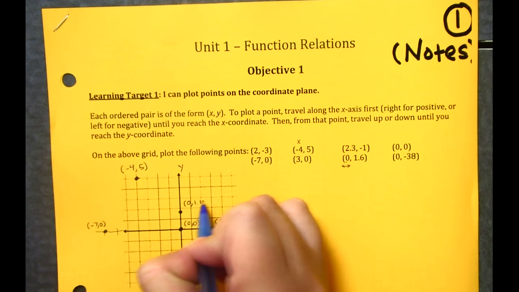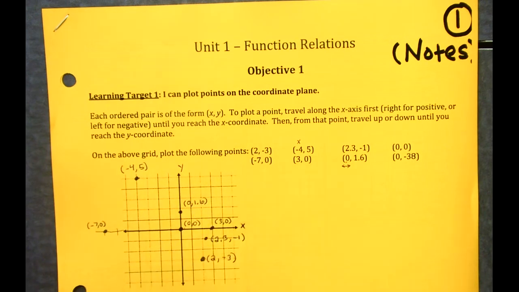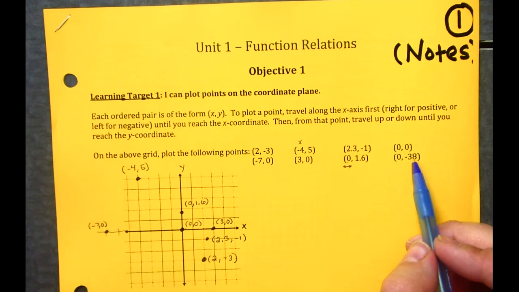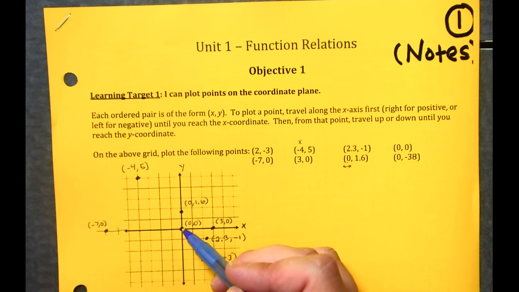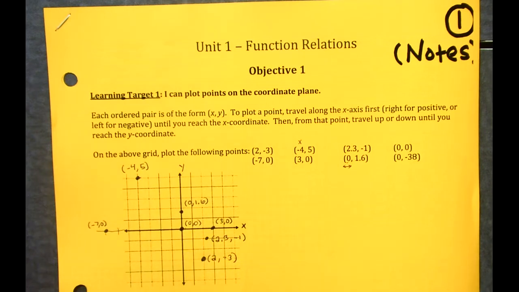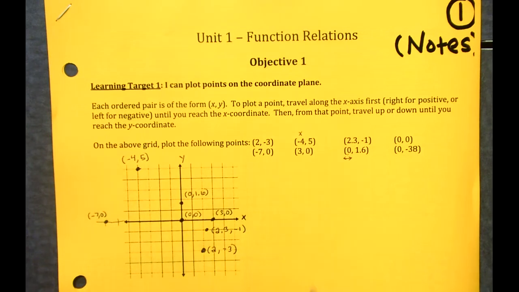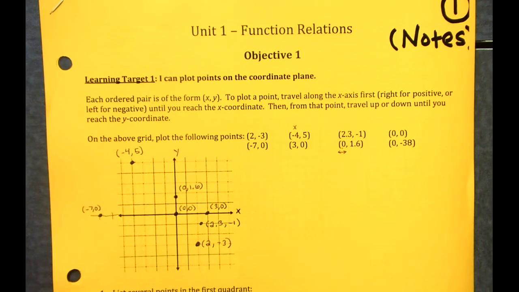0, 1.6. And then 0, negative 38. I would actually be going down, down, down, all the way to negative 38. But because our graph doesn't go that far, we just won't do that one right now.